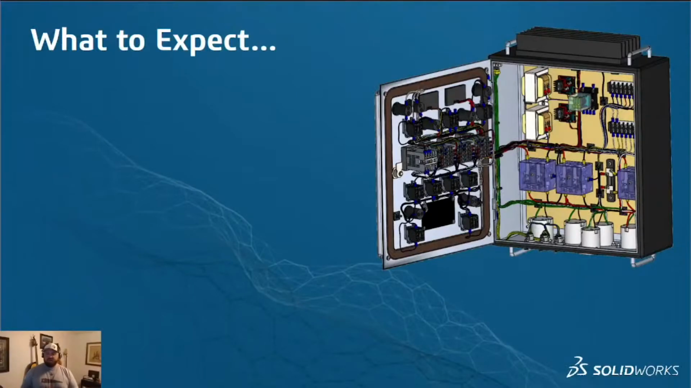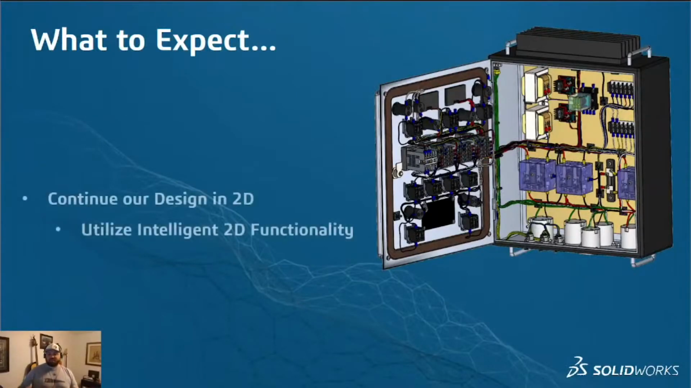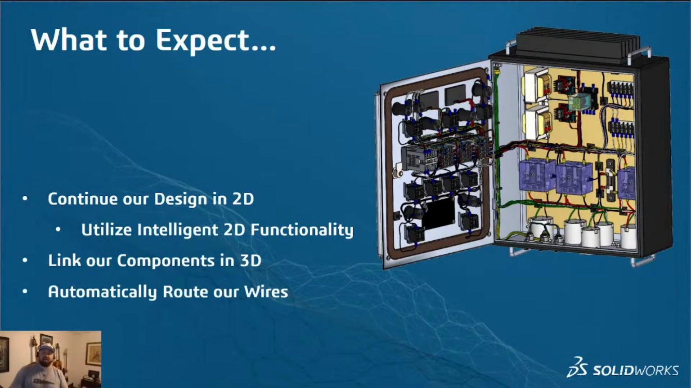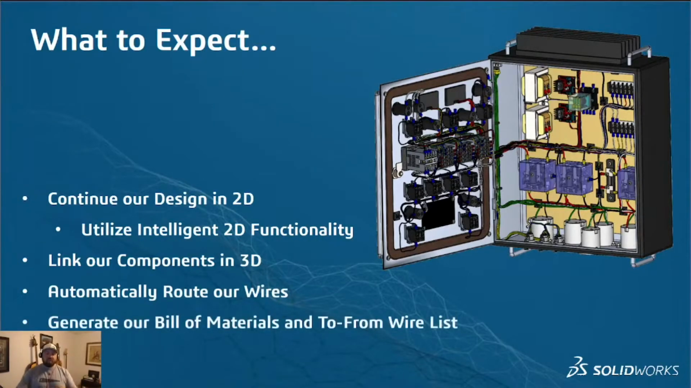So what we're going to work with today, this cabinet here, and some of the things that we're going to have to do during this is we're going to continue our 2D design and utilize a lot of the intelligent functionality within SolidWorks Electrical itself. And then we're going to take those and do what I said before in that slide. We're going to link that information over to the 3D side. And then we're going to route our wires. And then we're going to generate the important stuff, right? The meat and potatoes. Like we built all this stuff. Now we need to be able to create a report to give off to our contractor or whoever it may be later on.